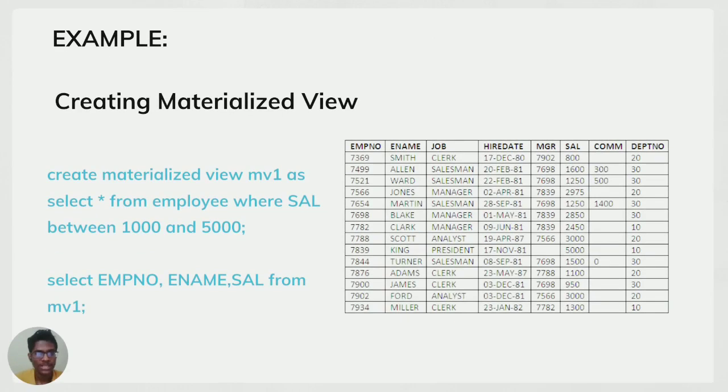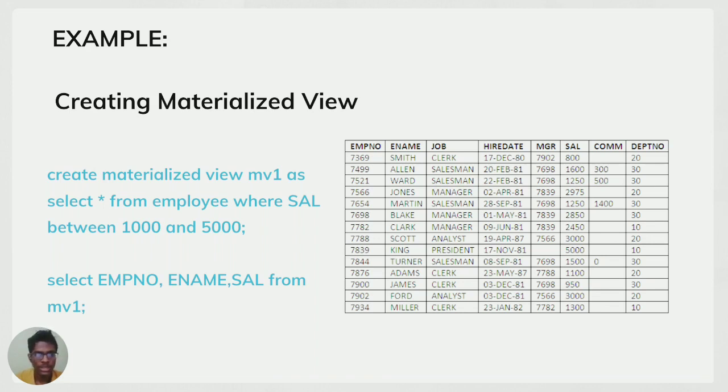Let us go with an example. We will create a materialized view. Let us take this sample data. In a data warehouse we have millions of rows, but here we can take a small subset of data. This data set contains some column names like employee number, employee name, job, hire date, salary, department number, etc.